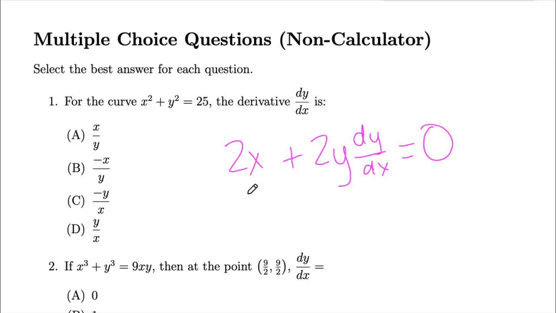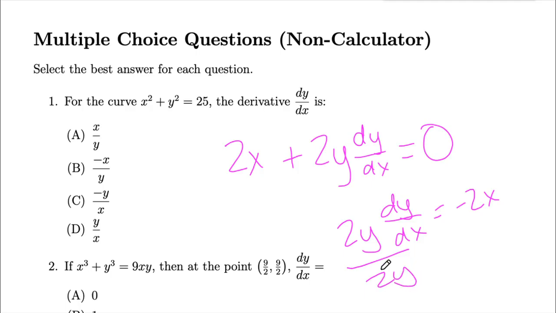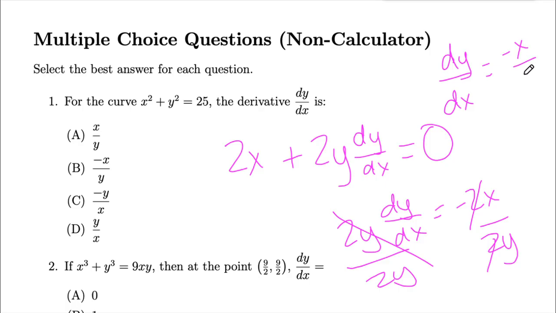So let's go ahead and subtract 2x from both sides, which would give us 2y dy/dx equals negative 2x. And now we're just going to divide by 2y on both sides. And then we're just going to simplify our right side there by canceling out the 2's. And then we're going to get dy/dx equals negative x over y. Okay, let's go ahead and move on.